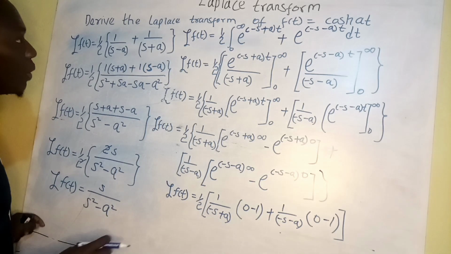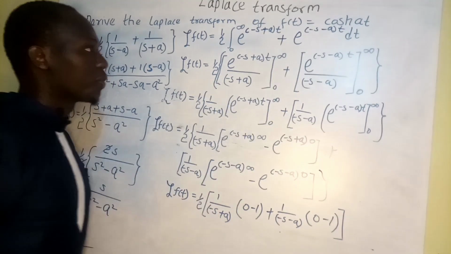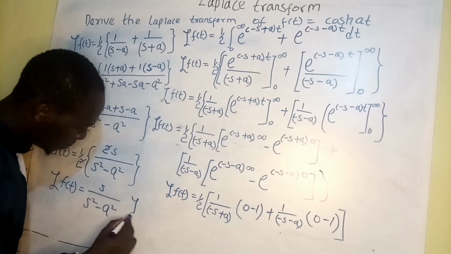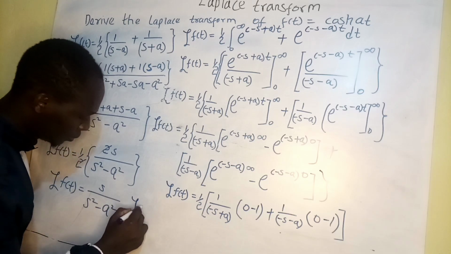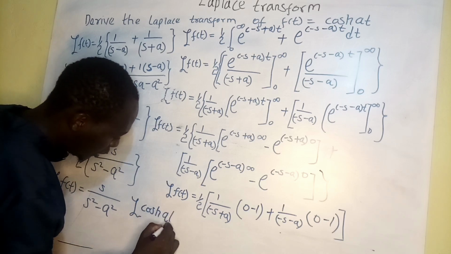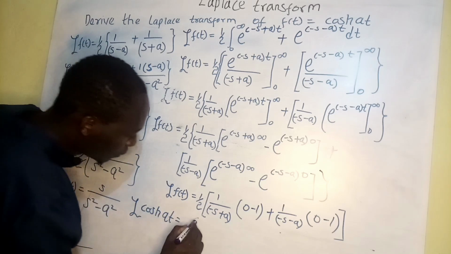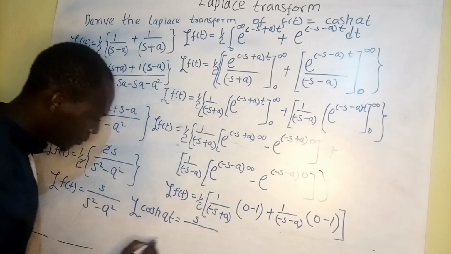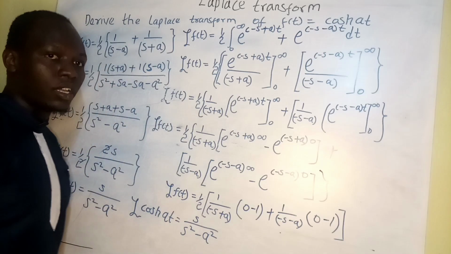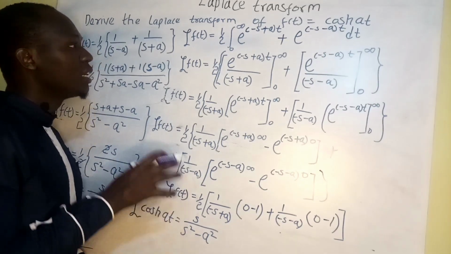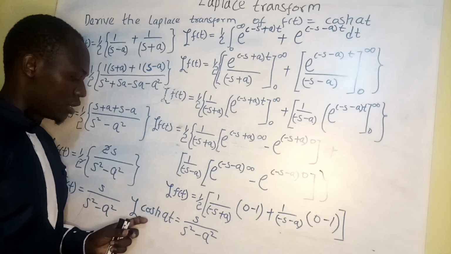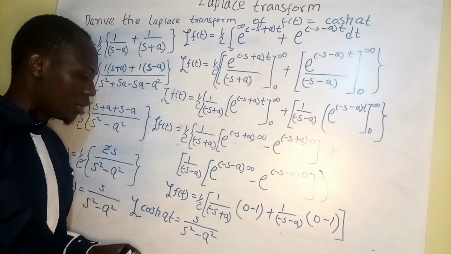And this is now the Laplace, deriving the Laplace transform of cos hyperbolic at, to mean that the Laplace transform of cos hyperbolic at is equals to s all over a squared we subtract from a squared. And this is how you go about deriving the Laplace transform of a function cos hyperbolic at.